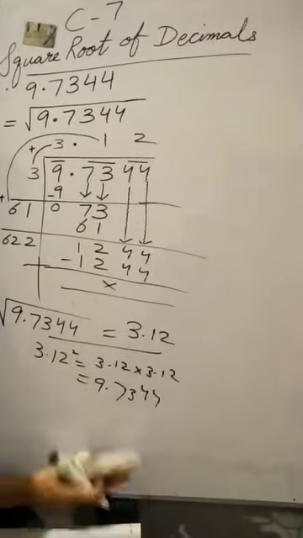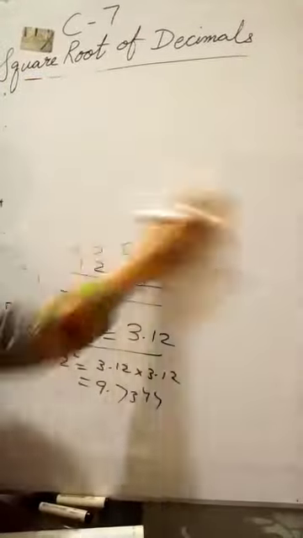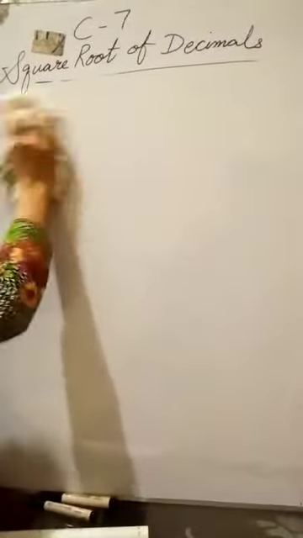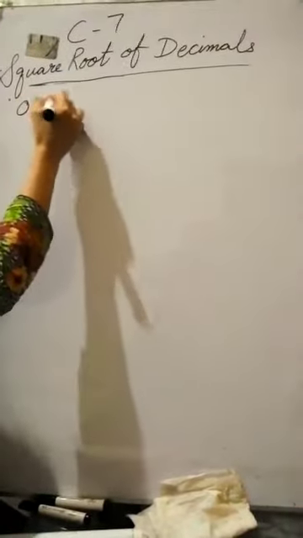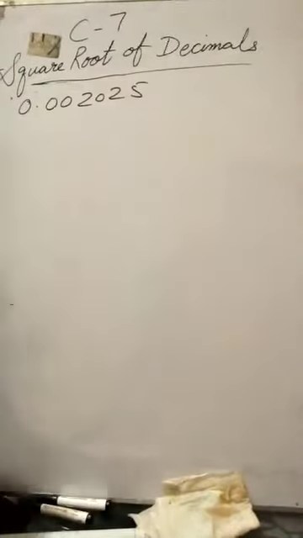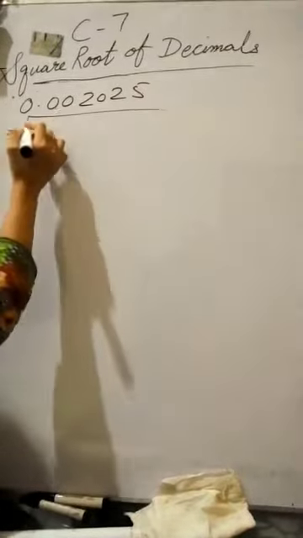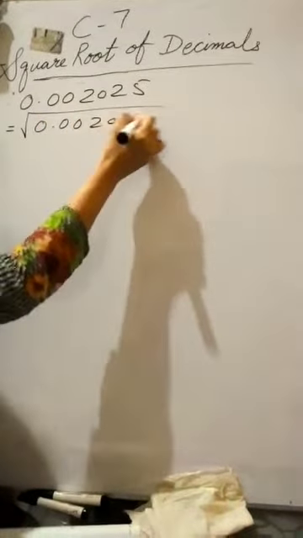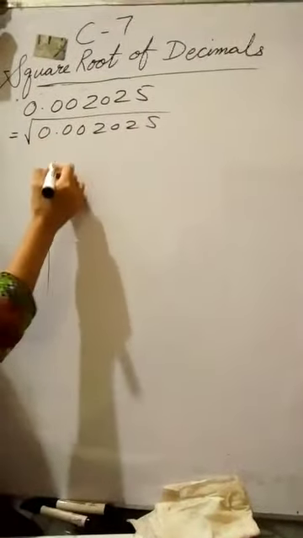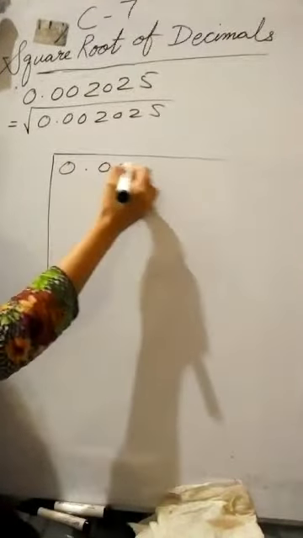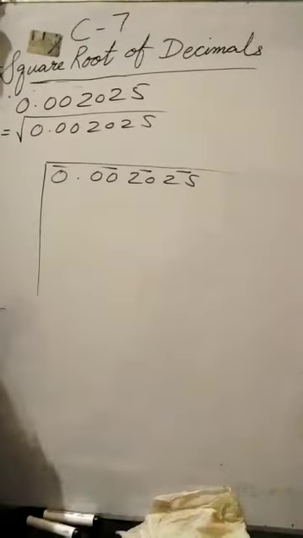Now I am solving the next question. And the next question will be 0.002025. First of all we need to draw the square root. 0.002025. These are the decimal places and this is the whole value. Draw the radical sign. 0.002025. 1 pair, 2 pair, 3 pair, and whole value pair is only 1.